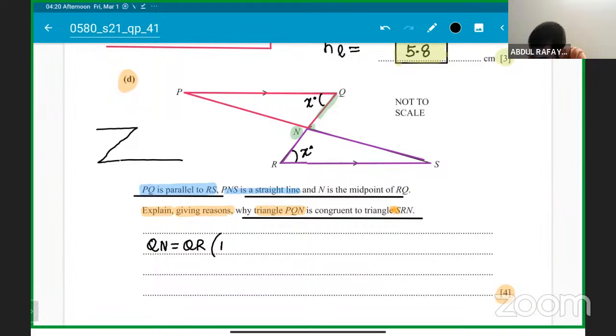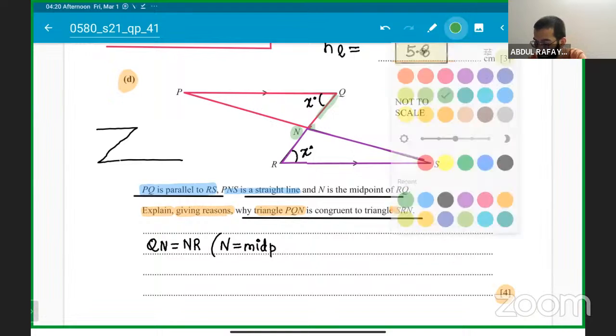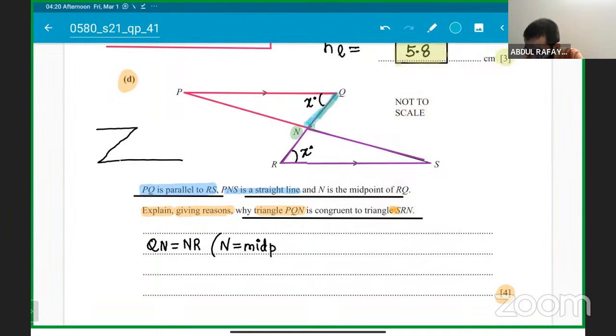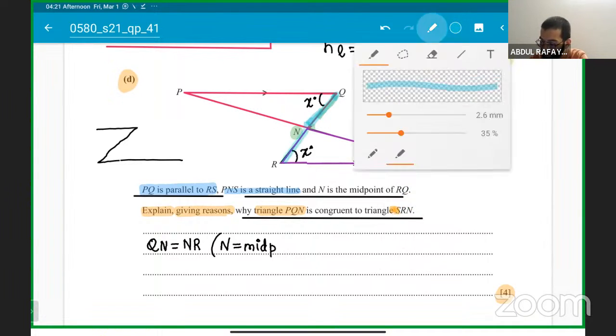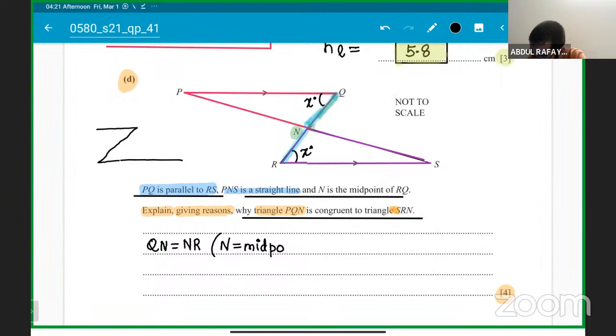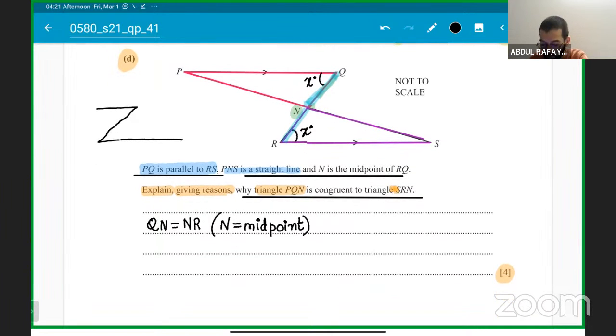N is the midpoint. So QN will be equal to NR. Sorry, my bad. Everyone getting it? First one will be simple: QN equals NR, because N is the midpoint. You can explain it like this. 4 marks means 4 things, 4 proper things. QN is equal to NR.